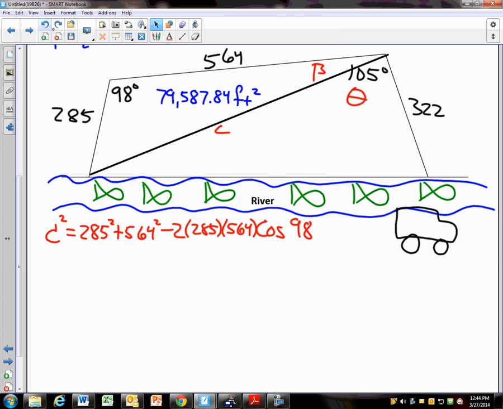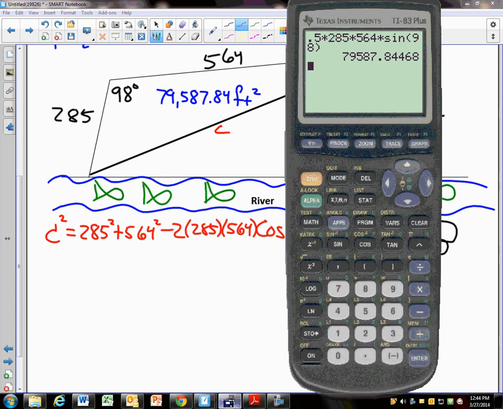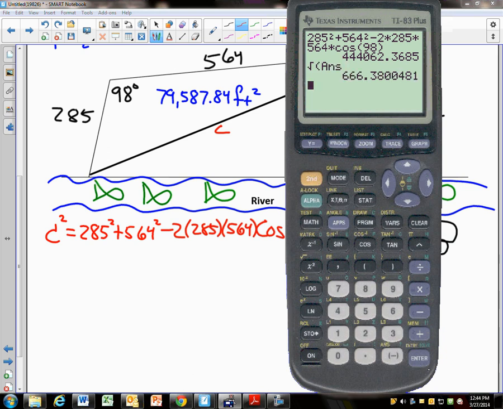Okay. Let's type it in. It's a big number. 285 squared plus 564 squared minus 2 times 285 times 564 times the cosine of 98. Is that the answer? Nope, square root. 666.38.